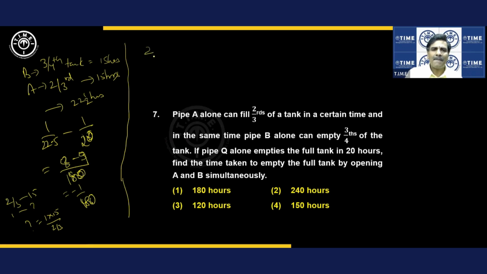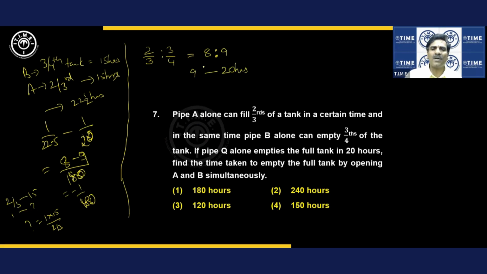Take the capacities ratio. In a particular time, A fills 2/3, whereas in the same time, B empties 3/4. That means the ratio of their filling rate and emptying rate are in the ratio 2:3 and 3:4. Going for the simplification, what we can say, 2 4s 8 parts, 3 3s 9 parts, right? So when A fills 8 parts, B empties 9 parts. And we know with 9 parts, it takes 20 hours, right or not? 9 parts, it takes 20 hours.